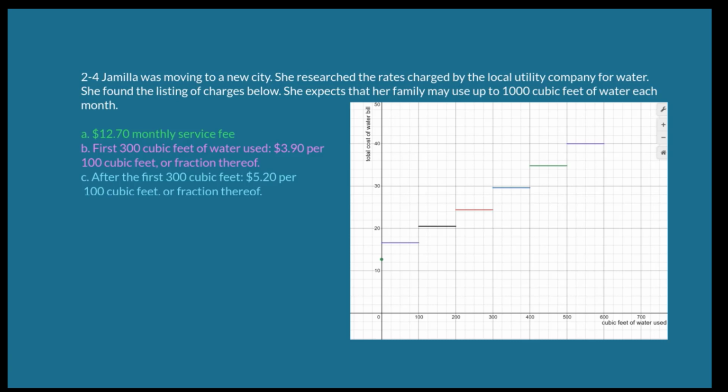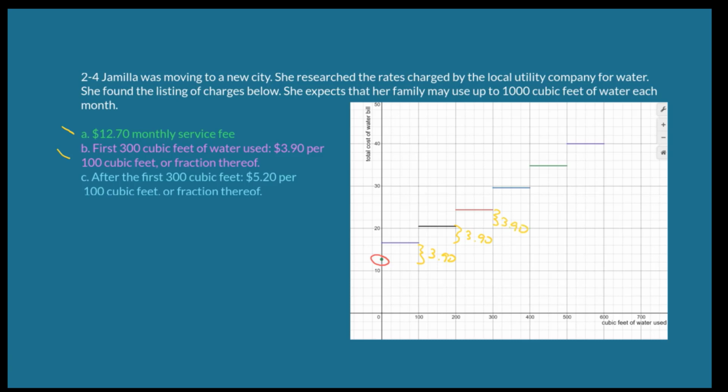So here's the first thing, three things you're seeing here are important to keep track of while you're looking at the graph. So we have a $12.70 monthly service fee, and that is here. That's just when it's zero, it's at $12.70. Then we have first 300 cubic feet of water used, it's $3.90. So 100 cubic feet or a fraction thereof. So as I go up to the first 100, I'm adding $3.90. Same thing here, $3.90, and then $3.90.